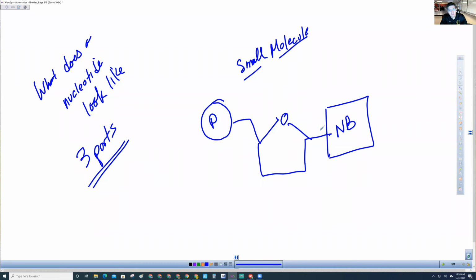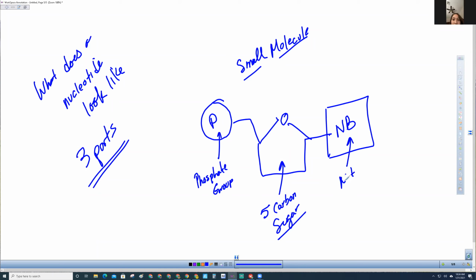All right, and what are these three parts called? What's this one called? Phosphate group. Phosphate group, good. What's this one called? 5 carbon sugar. 5 carbon sugar, very good. And then what's this guy called? Nitrogen base. Good, the nitrogenous base, very good. Very good, very good. So now, these are what these nucleotides look like.